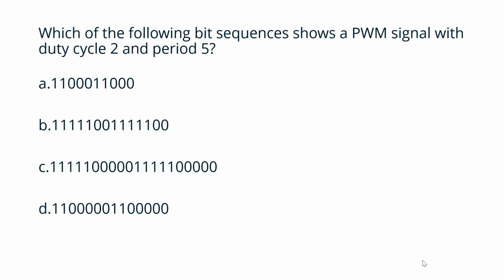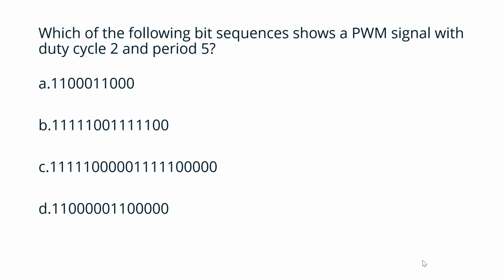Okay, which of the following bit sequences show a pulse width modulated signal with duty cycle 2 in period 5? The period is the repeating pattern, right? And the duty cycle is the number of 1 bits. So this one actually matches that, because the repeating pattern is 11000, 11000. So this has a period of 5 and a duty cycle of 2 because of the 2 1 bits. This one has a duty cycle of 1, 2, 3, 4, 5, 6, 7, right?